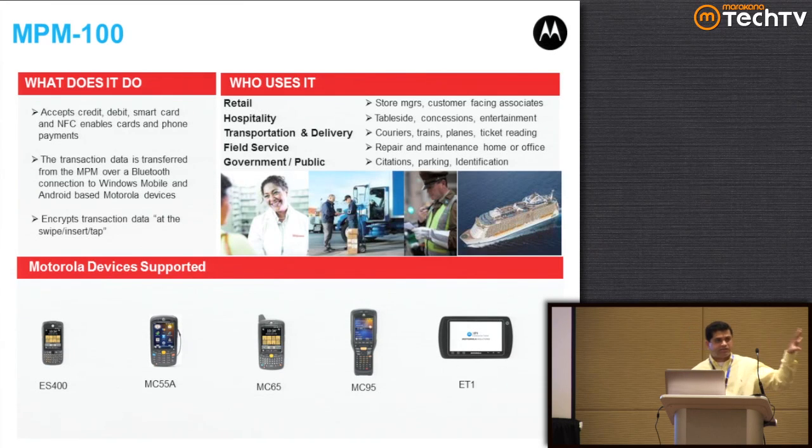Okay, so now that's the basics of the payment, how the payment industry works, what should happen, all of that. Now, what Motorola is offering for the payment solution. The device is called MPM 100. It was released just a few weeks ago, 3-4 weeks. So what does it do?